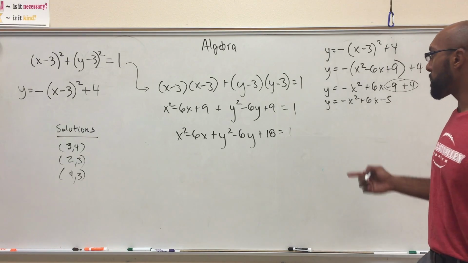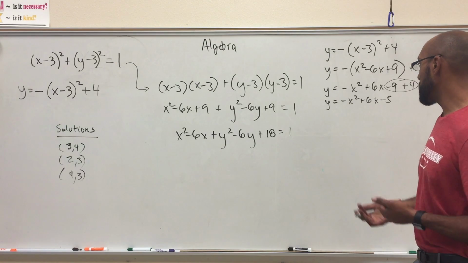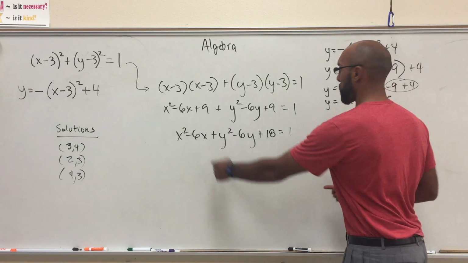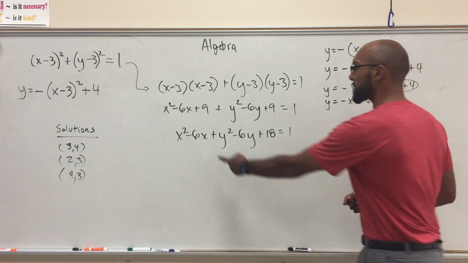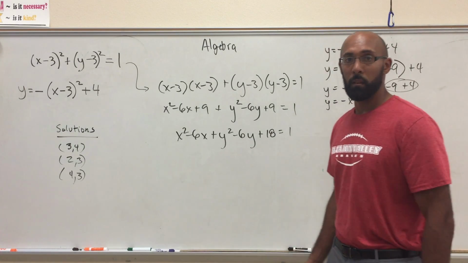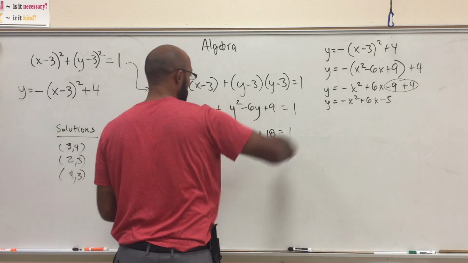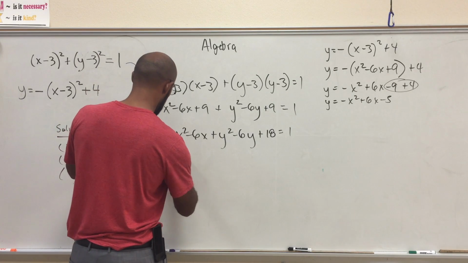Okay, so now I've got these two equations. I've kind of simplified them out. And now what I'm thinking is, well, I noticed that this has an x squared, this has an x squared, this has a 6x, this has a 6x. So what I'm going to try to do is eliminate. Okay, so I'm going to use elimination. So really what I'm going to do is just take this equation over here and put it right underneath.